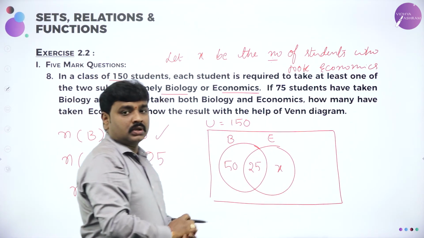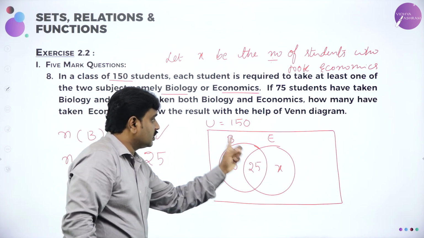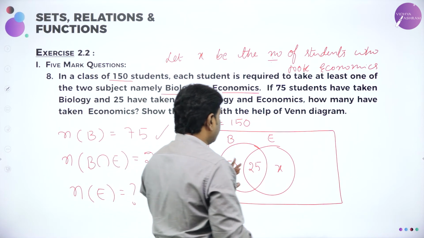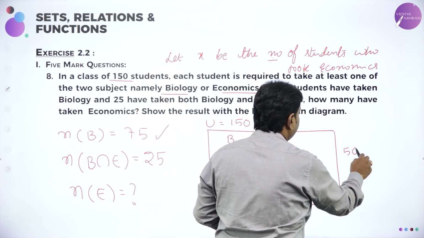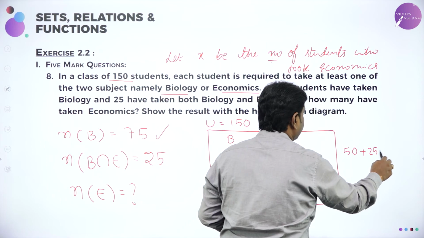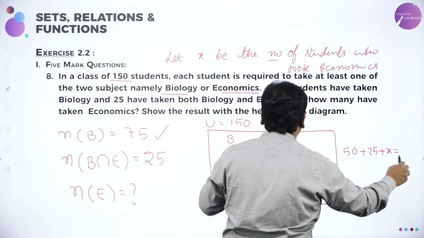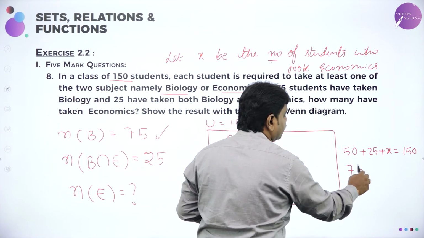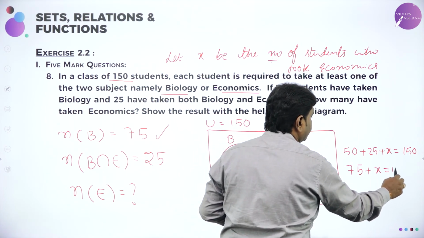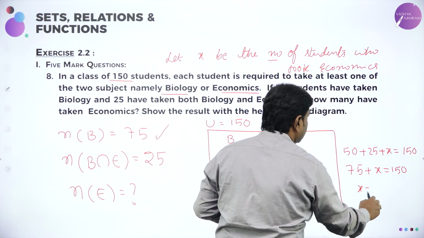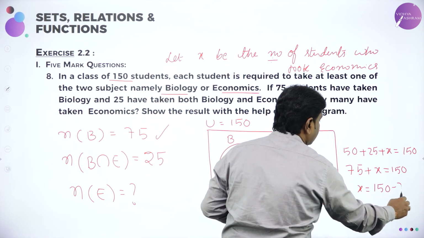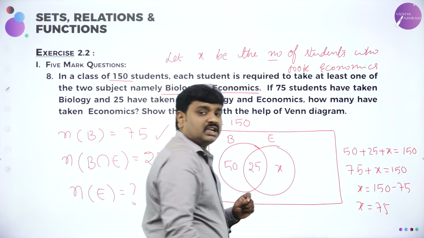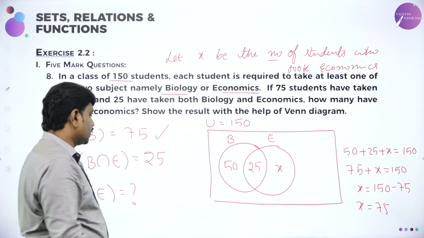Now, I taught you sum of all is what? Universal. So, sum of all: 50 plus 25 plus X is equal to total. What is total? 150. Now 50 plus 25, 75. 75 plus x is 150. So what is x? 150 minus 75. What is 150 minus 75? 75. So therefore 75 students took economics.